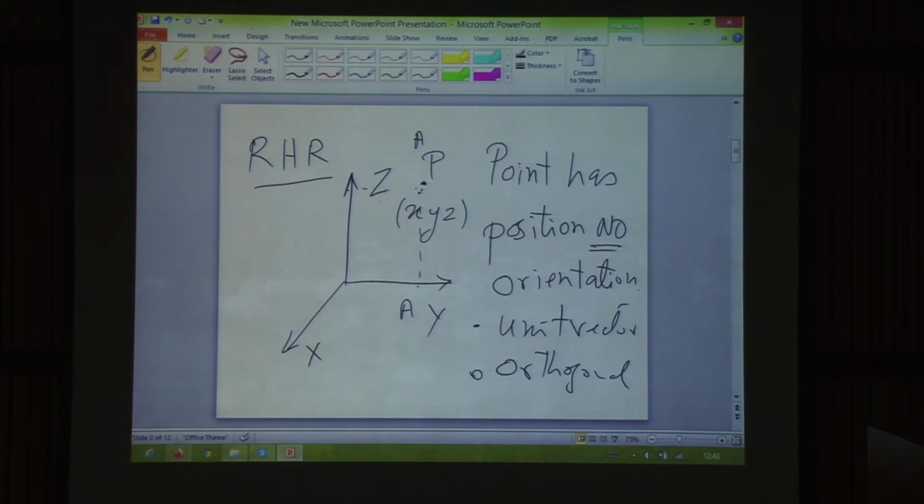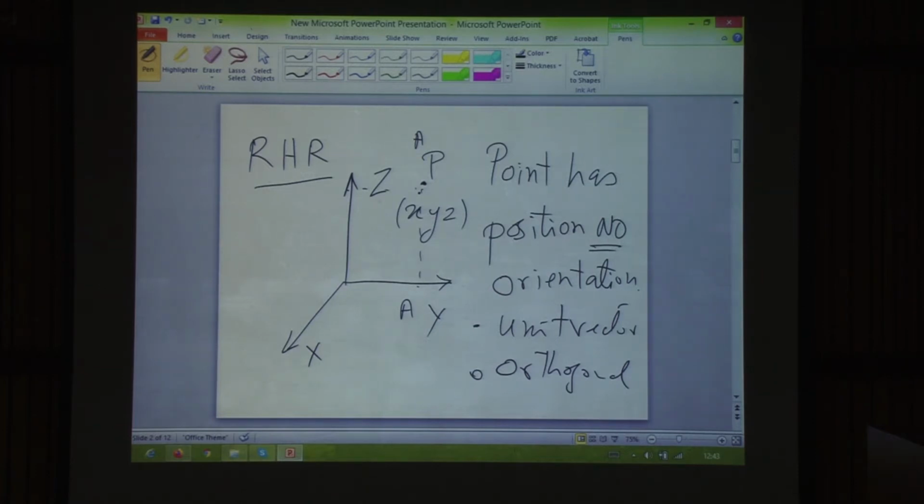So, how do I define the coordinate of a point? A point has coordinates which are the projections from that point onto the respective axis. And that is my x into i plus y into j plus z into k. i, j, k are the unit vectors. So, a position in space, a point in space has only position, it has no orientation. A point cannot have orientation, it has only position.